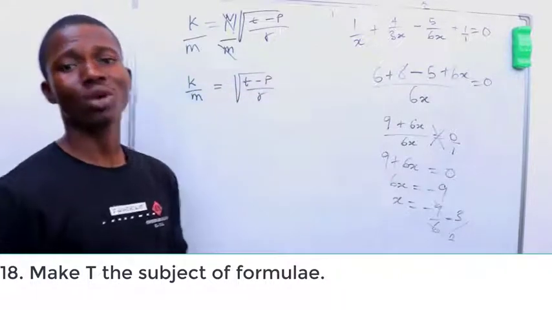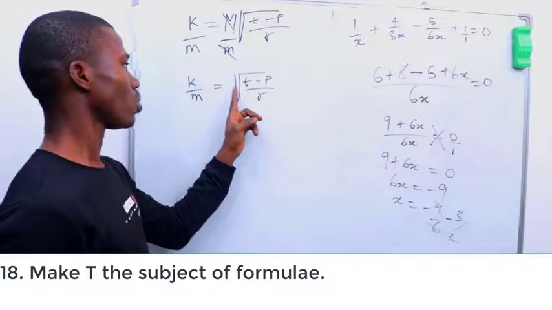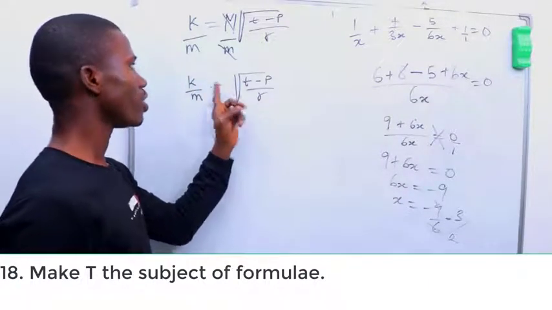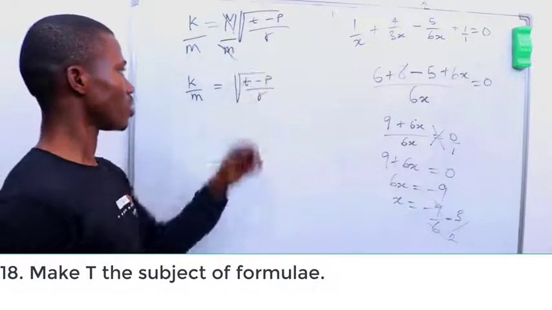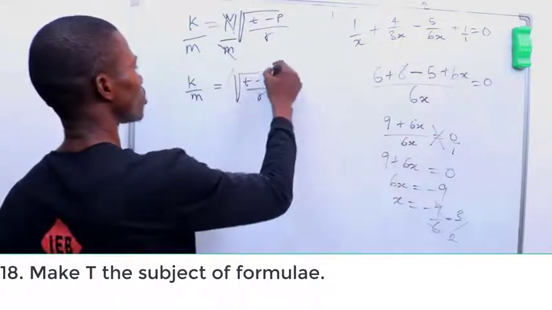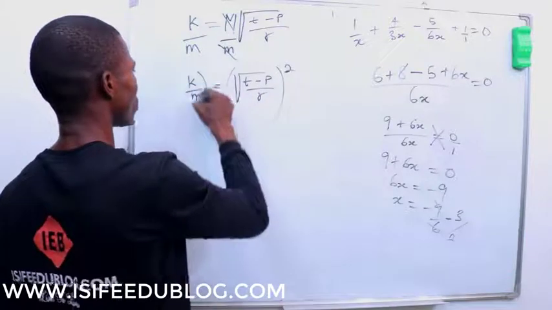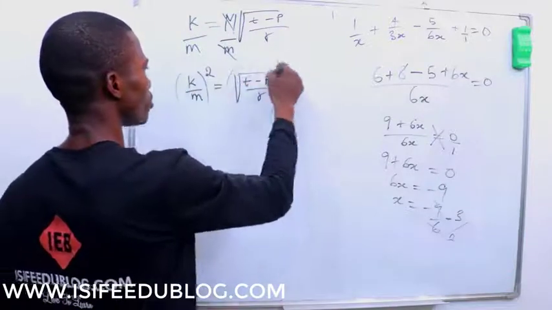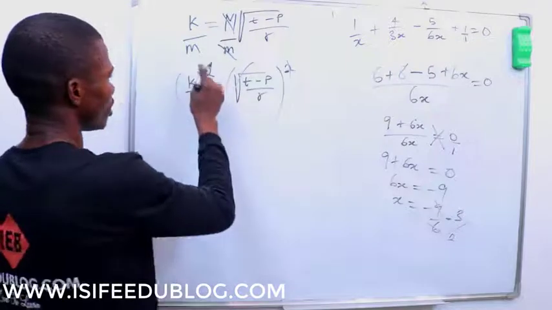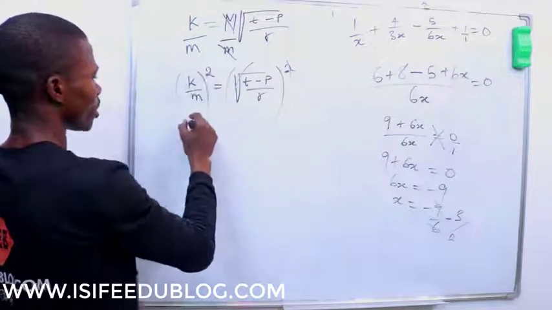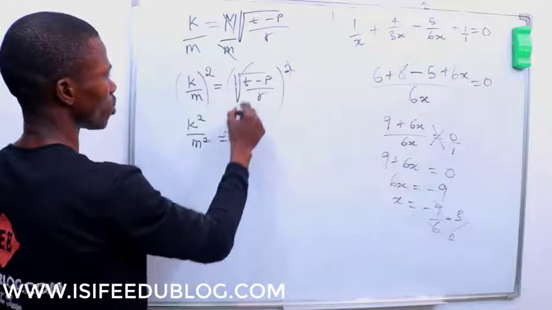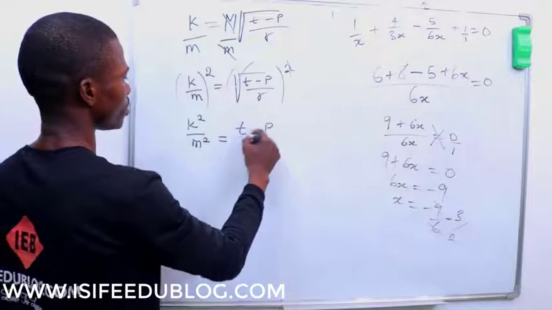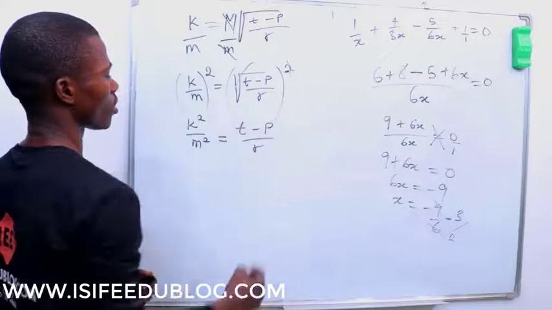Second thing is what? Squaring both sides, because we have a square root here. We want to eliminate this square root. First of all, we eliminated M. Second, we want to eliminate this square root. How to eliminate a square root is to square it, and we also square this side. So this square will cancel this square. Then coming over here, we open the bracket. It is K squared over M squared, which is equal to T minus P all over R.